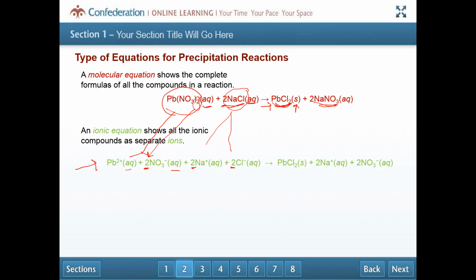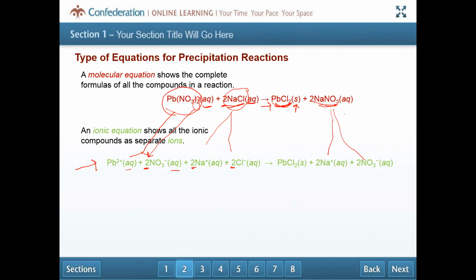Now, this is the interesting part that you have to remember. If you have a solid, it stays as a solid. That solid's not going to split up into ions, of course, because it's a solid. It's not aqueous. It hasn't in the beaker split into ions. It's actually stayed together as a solid. So make sure if you've got a solid in your molecular equation that you don't separate that into ions in your ionic equation. And then same thing with this one. It separates into its ions.